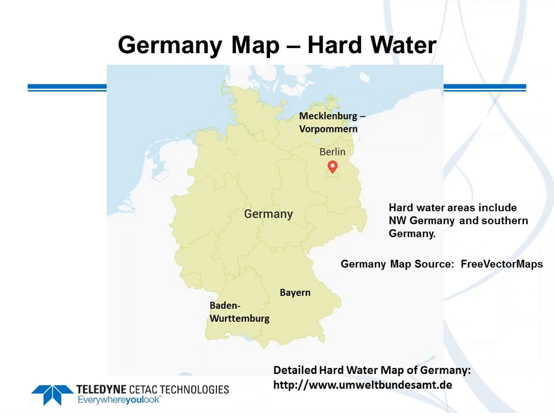The other area that came to our attention was the prevalence of hard water in Germany. This is a German map from Free Vector Maps. In particular, the areas where harder water is observed in the northeast, in the German state of Mecklenburg-Vorpommern, and in the south, Baden-Württemberg and in Bayern. On the slide, there is a link for a detailed hard water map of Germany.